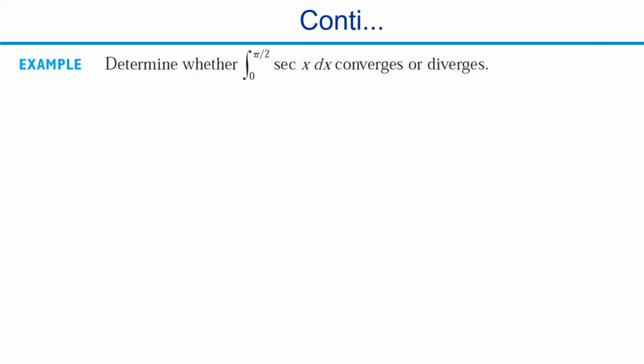Okay, this will be your exercise by yourself. It says: determine whether the integration from 0 to pi over 2 of sec x dx is convergent or divergent. Why is this one improper? Let me give you a hint. Sec x means 1 over cos x, is it? But cos x is zero at x equal to pi over 2, so sec x is not defined there, yeah?